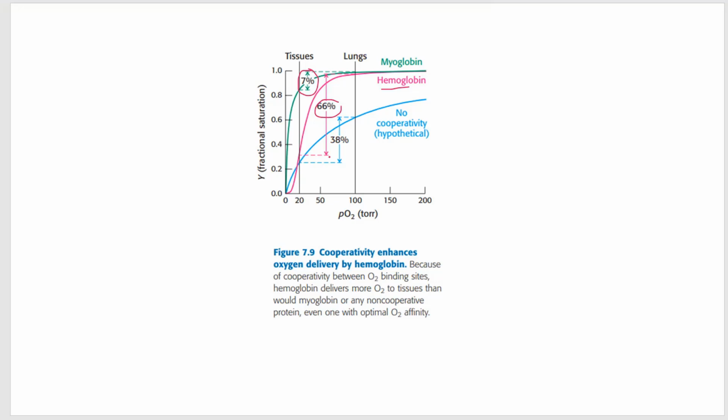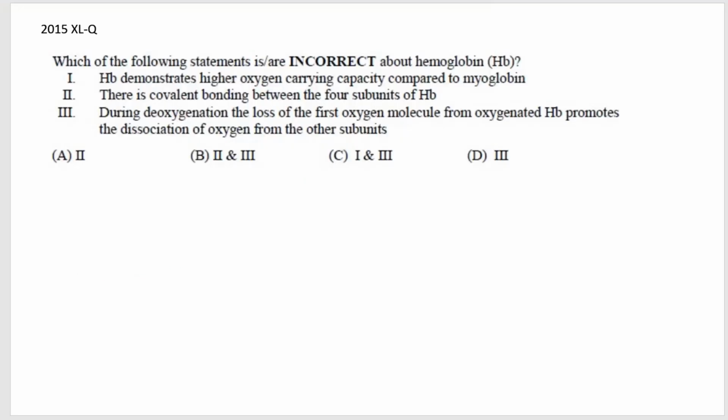So 66% of the oxygen which is carried by hemoglobin is released once hemoglobin, or that RBC, reaches the tissues. So at that point of time, it is considered that hemoglobin has a higher oxygen carrying capacity than myoglobin. So this option is correct. Okay. So we have to choose the incorrect options, but this option is correct.